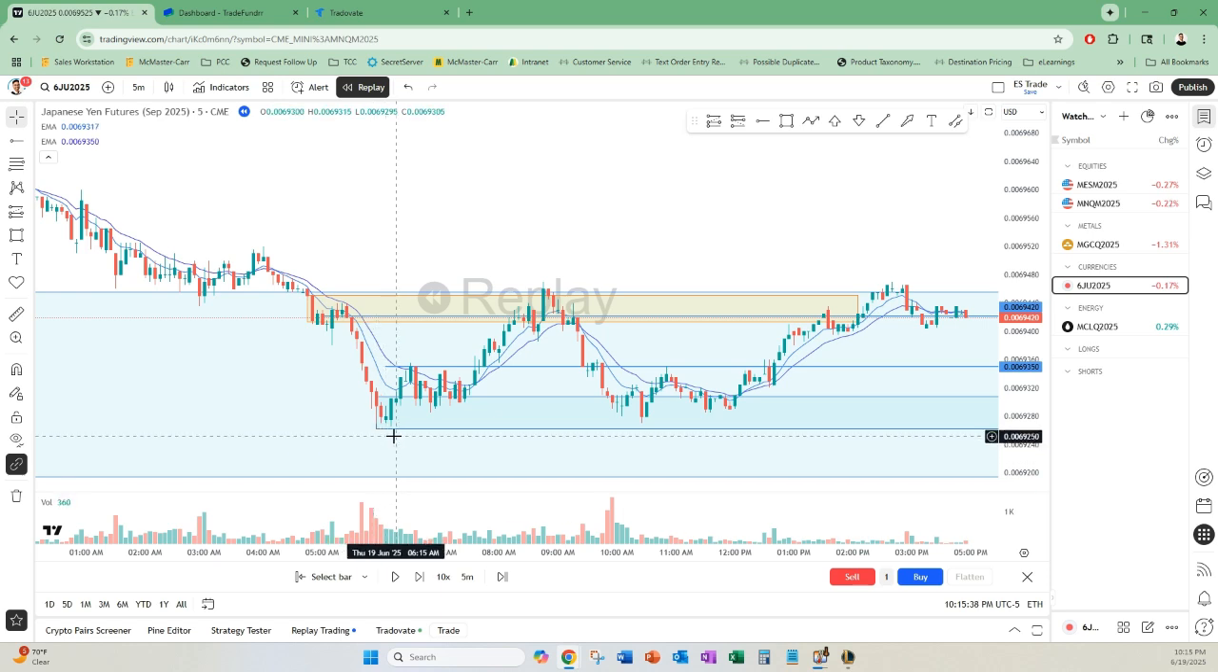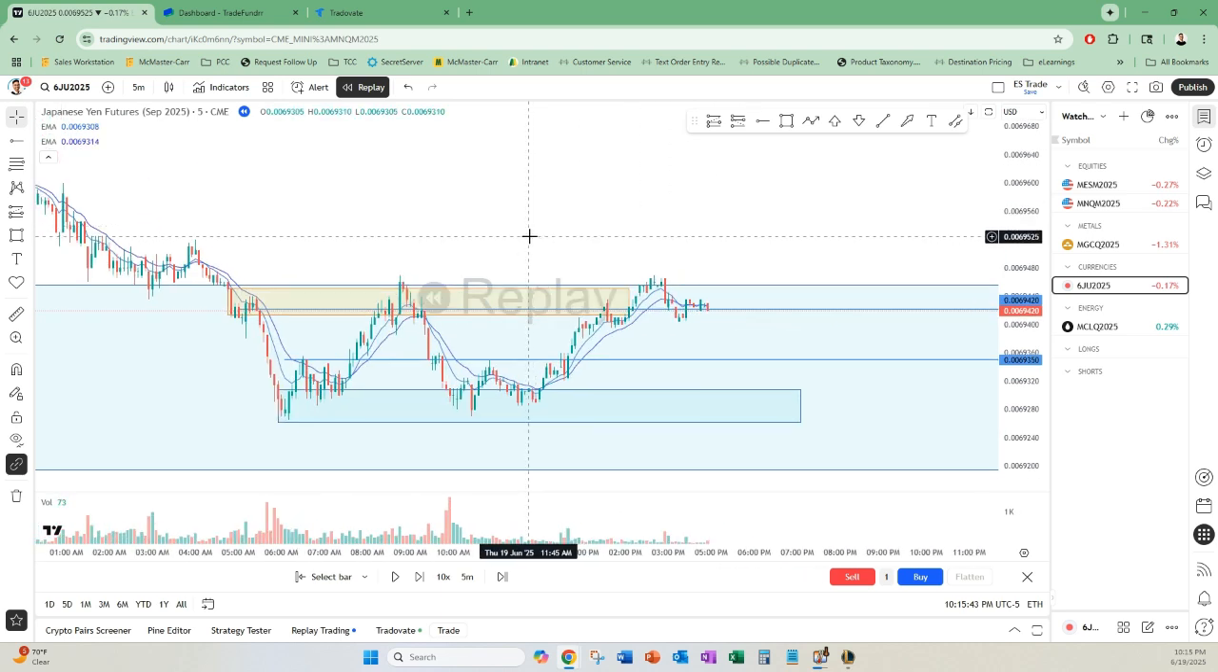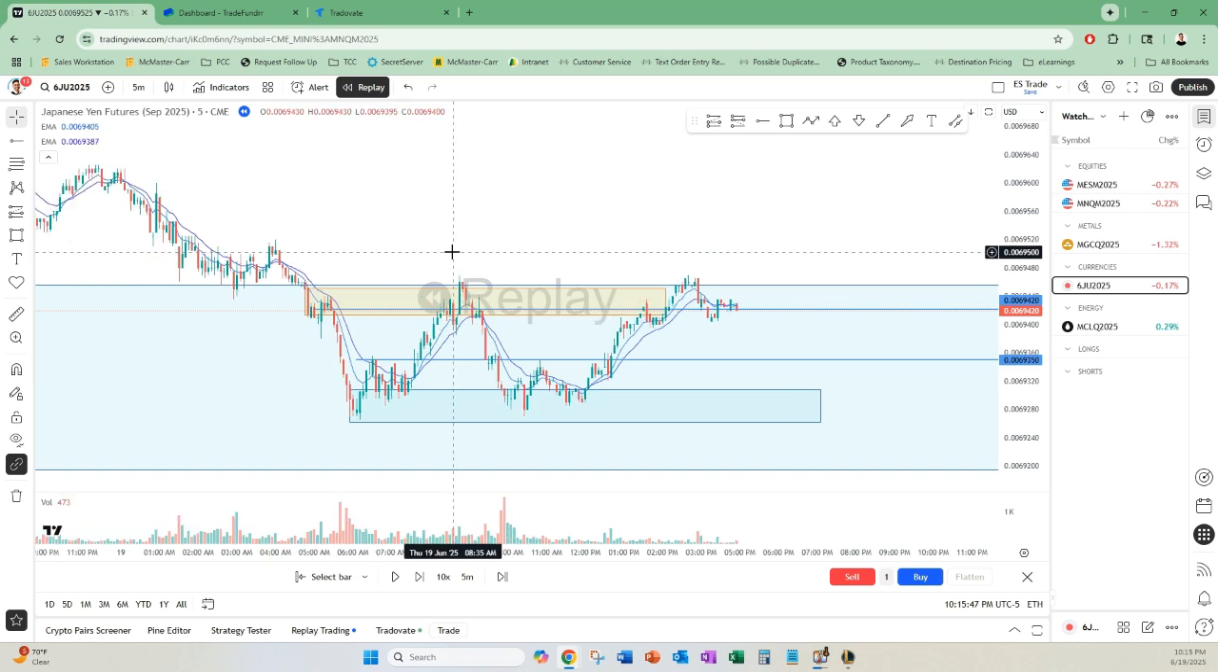Drop, base, rally, base, rally. It's called a level on level, and that is actually at demand, at hourly demand. I should have been more confident in taking that one, but you know, I will have to make a note of that for next time. Again, that's why we do this.